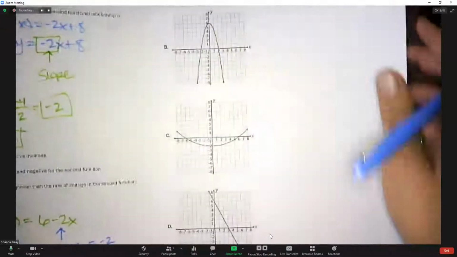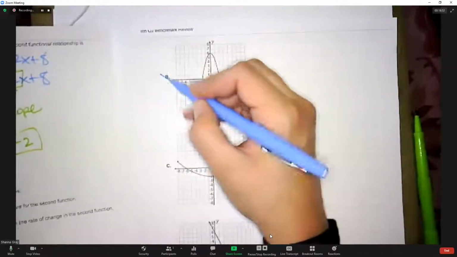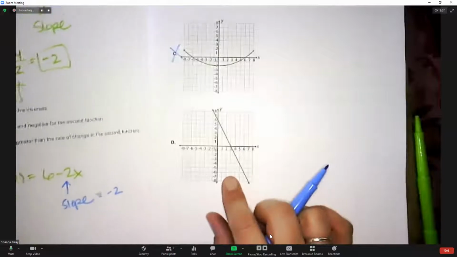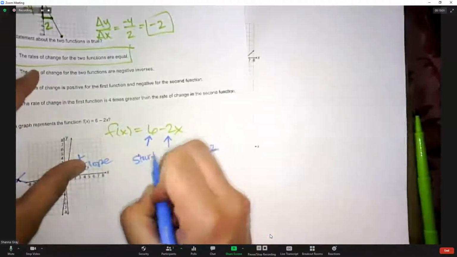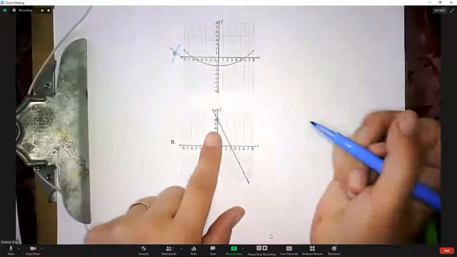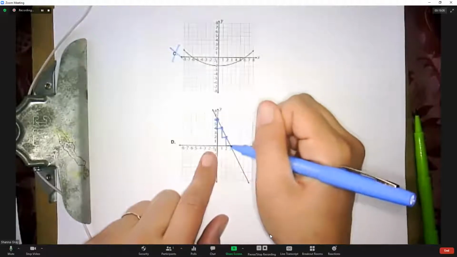All right, the next page has the rest of them. Hopefully you can tell this is not a straight line. So this is definitely not it. Neither is that one. So it means it has to be this. And I can double check, right? Because I know it starts at +6, which this one does. And that means it should go down to over 1, which it does. So definitely B.